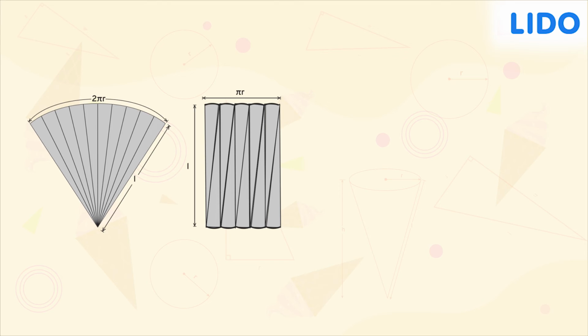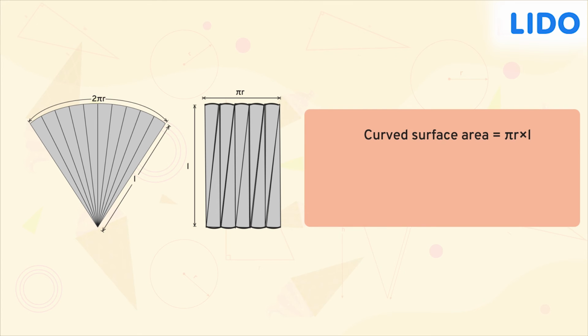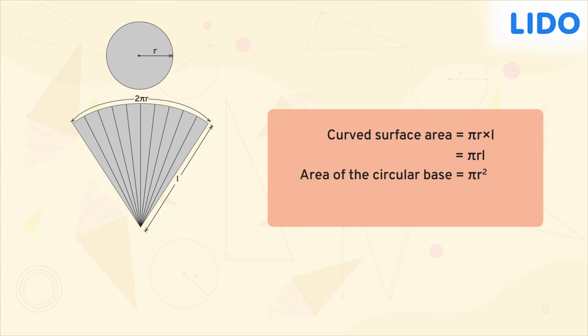Now, we can get the area of the rectangle, right? It is nothing but pi r times L, or pi r L, which is nothing but the curved surface area of the cone. And we know the area of the base of the cone. It is pi r squared. So, on adding pi r L and pi r squared, we get the total surface area of the cone.